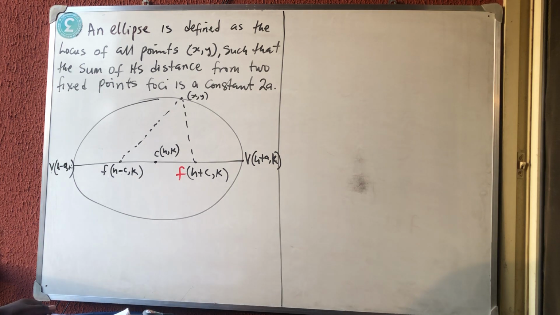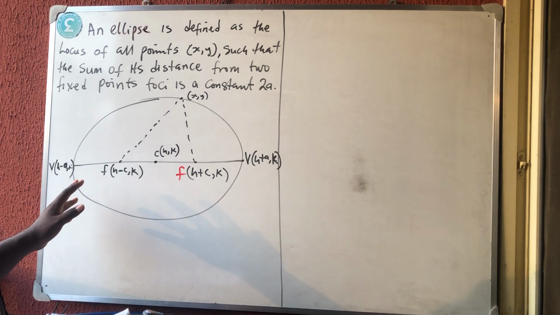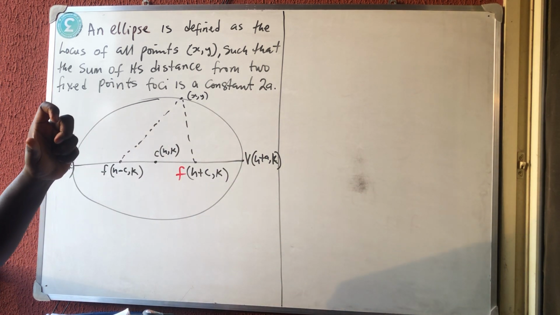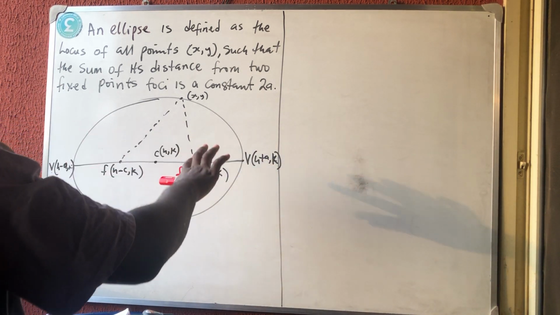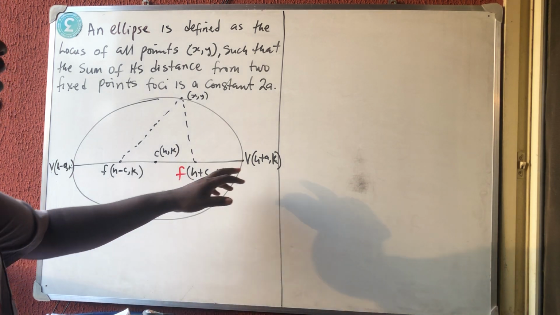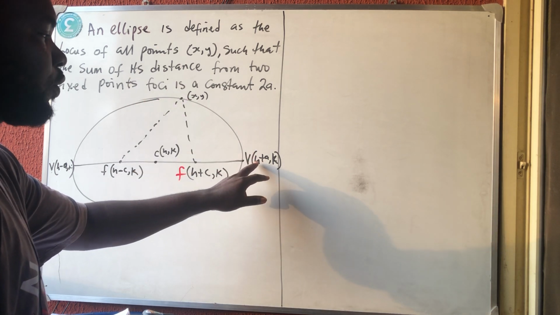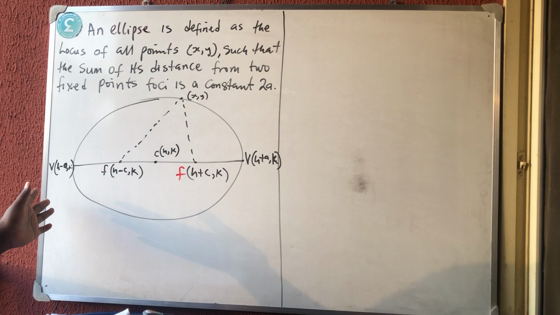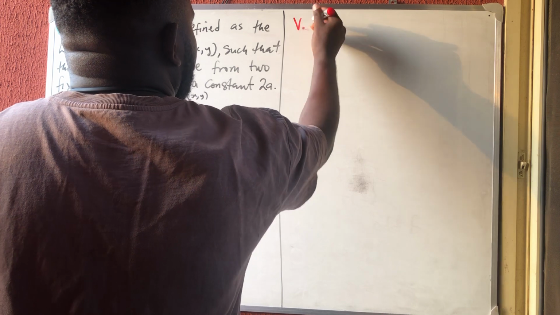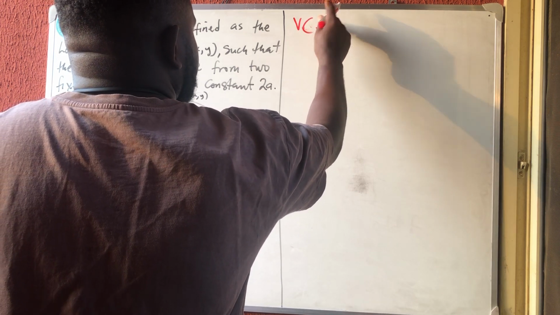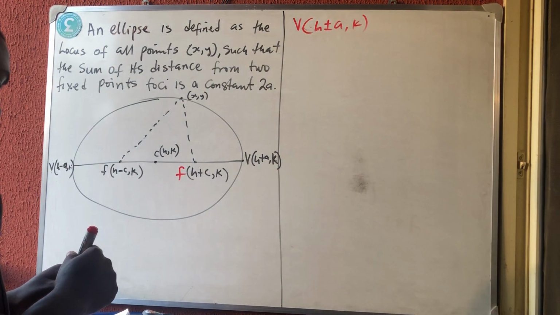If you call the vertex V, you are adding or subtracting a. So the vertex of an ellipse depends on what the ellipse is parallel to. If this ellipse is standing horizontally, so it's parallel to the x axis, we add a to the h side, the side of x, and subtract from the other side. So the vertex of an ellipse is simply V in bracket h plus or minus a comma k. Okay, so I will still tell you the formulas.